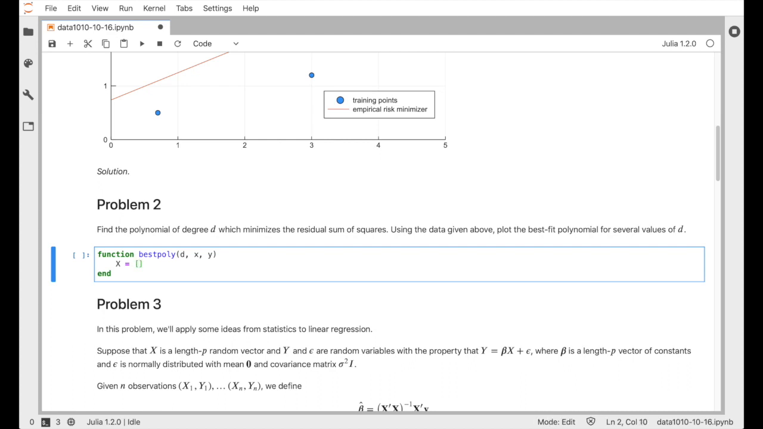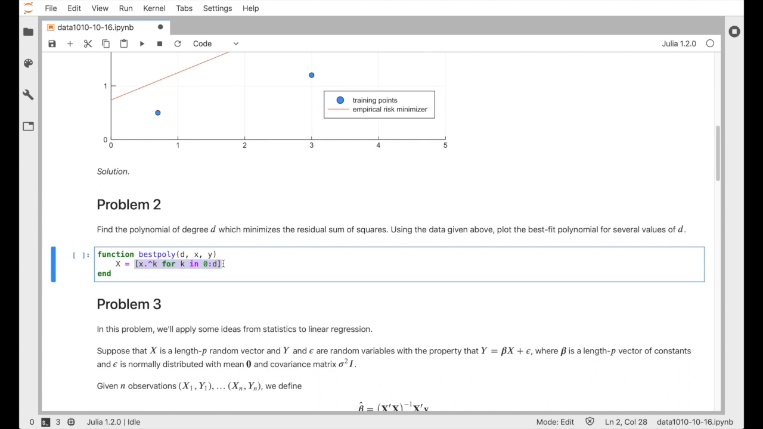So we take our original input x, and we just raise it to various powers. We're going to use the dot version of the exponentiation operator because we're applying this exponentiation to each element of x. So this is the element-wise exponentiation. And we're going to do that for each k from 0, which is the constant term, up to d. So these are the columns that we want.